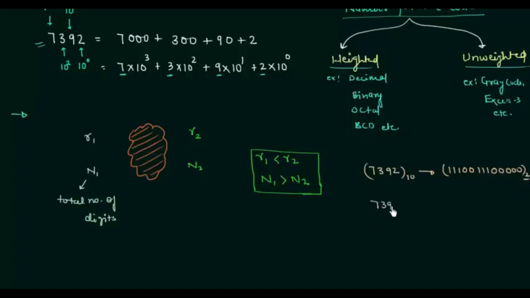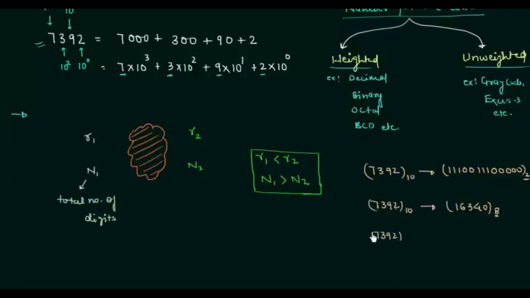If I represent the same quantity 7392 in octal, then it is 1 6 and so on, in octal. We definitely have reduced the digits, but we still have more digits. In decimal we have 4 digits, and in octal we have 5, because in the octal number system the base is 8, which is smaller than 10.